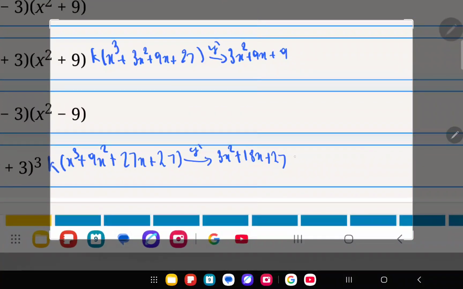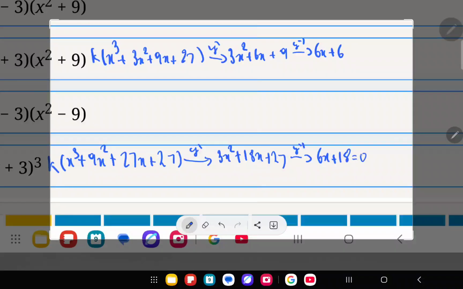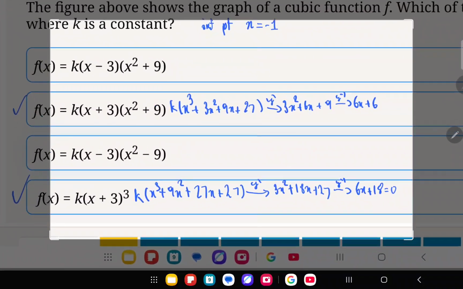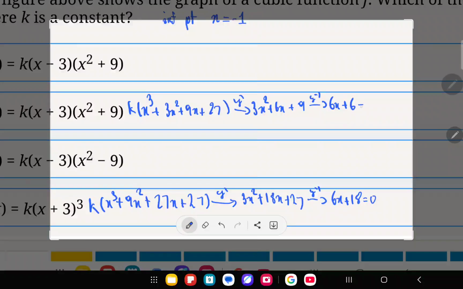Then we'll derive one more time to get the second derivative, and we should get 6x. I put 9 here, I was supposed to put 6x. 6x plus 6. And over here, 6x plus 18. And now we'll set the second derivative, which is y double prime or f double prime of x, equal to 0.